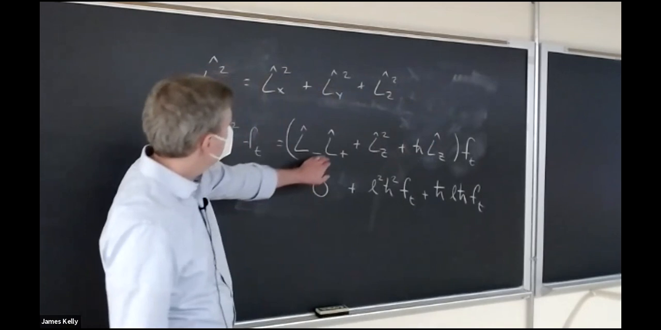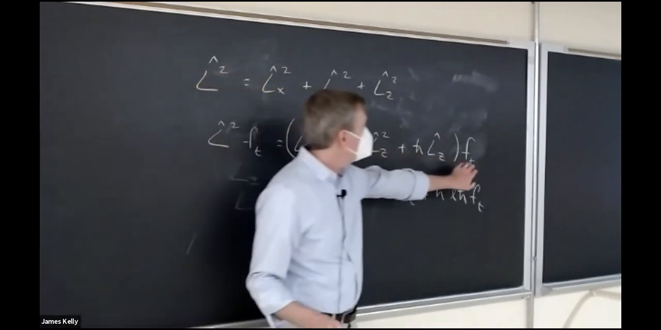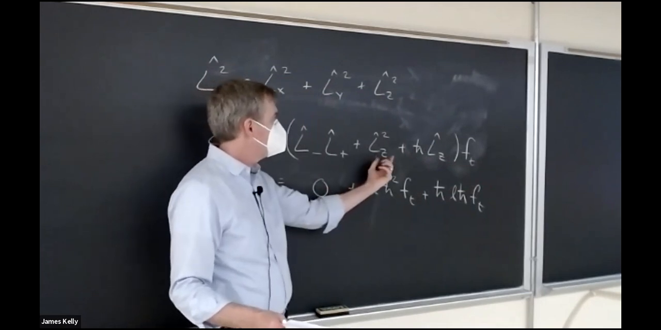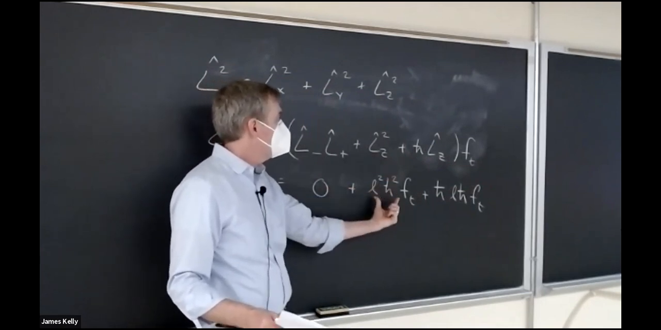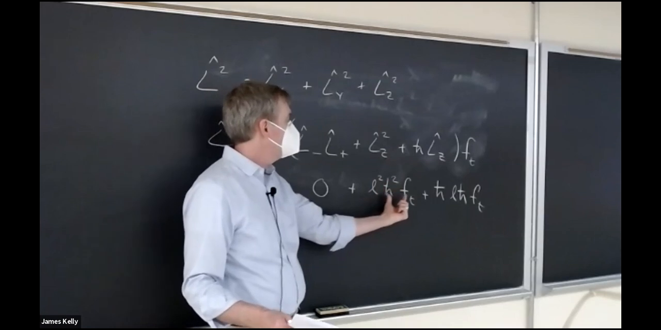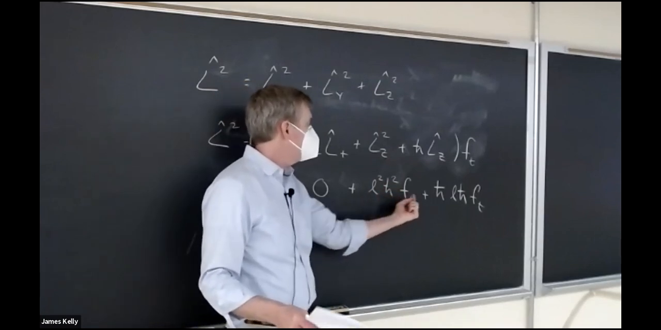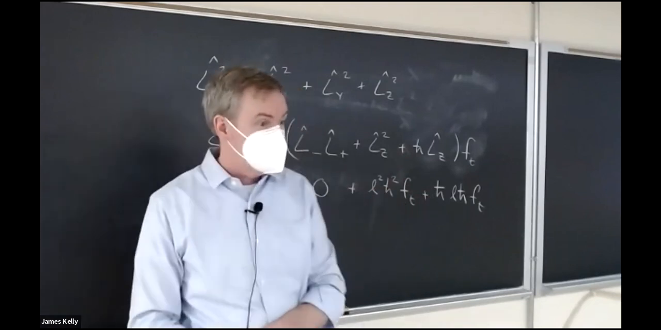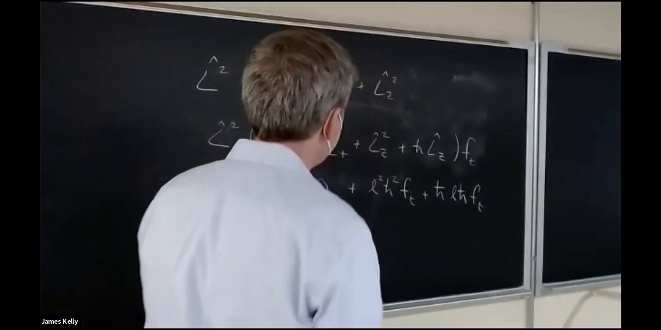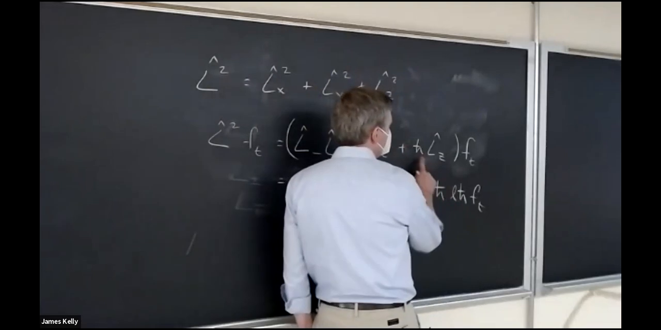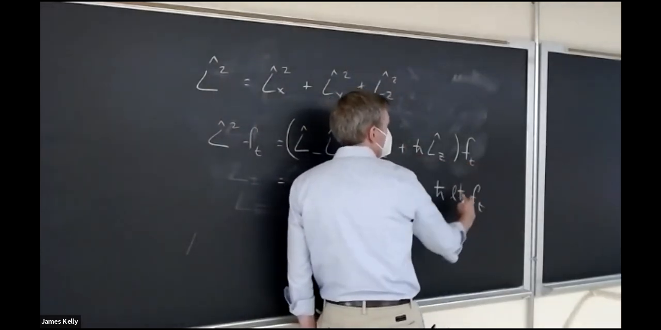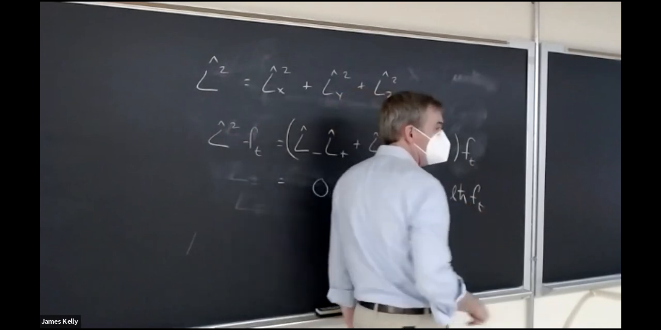Okay, again, using the fact that L plus applied to f top is 0. The only thing that I have to do is apply Lz squared twice, and each time I apply it, I get l times h bar times the same thing back again, and then when it hits it again, it gets another factor of l times h bar back again, right? And then in the second term, I've got an h bar sitting around, and then when I hit Lz on f top, I get l h bar times f top back again.